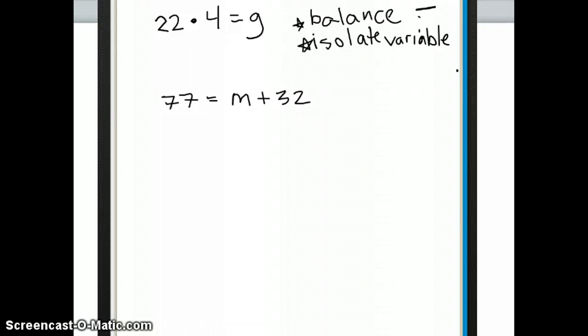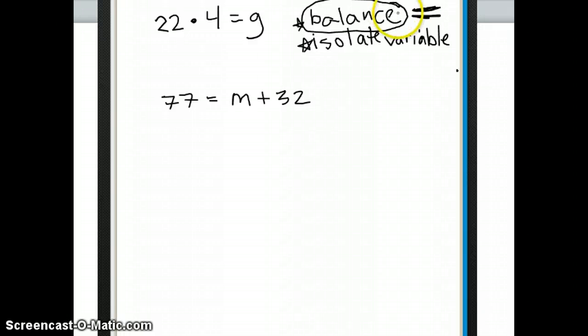Hi, in this video we're going to take a look at solving equations. An equation must have an equal sign. So if it has an equal sign, it means that whatever is on one side of the equal sign has the same value as whatever is on the other side of the equal sign. That brings us to this very important principle of balance.